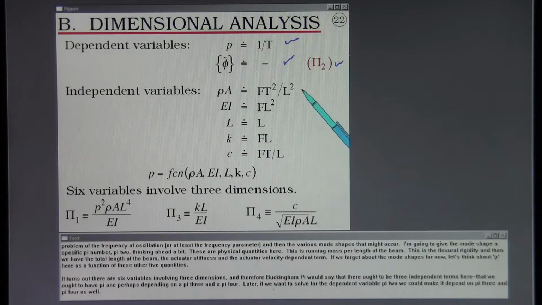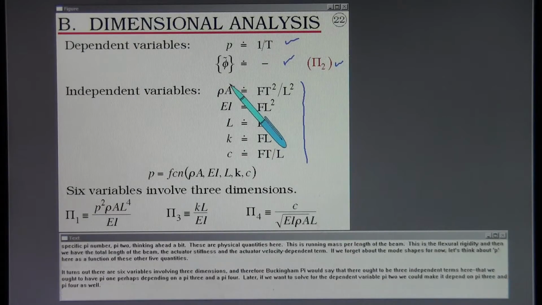These are physical quantities here. This is running mass per length of the beam. This is the flexural rigidity. And then we have the total length of the beam, the actuator stiffness, and the actuator velocity dependent term.